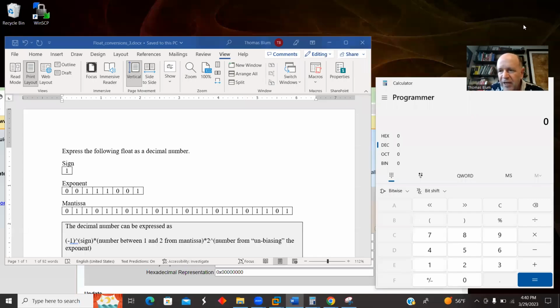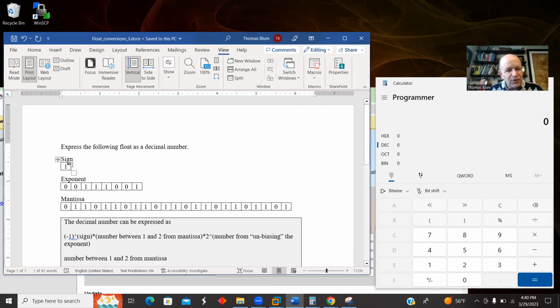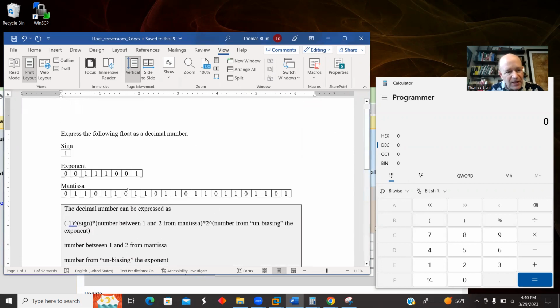In this video, I'm going to look at converting a floating point number to a decimal number. So here is my example that I'm going to work with. First of all, the sign bit is a 1, so it's going to be a negative number. Sometimes people will say -1 raised to the sign, so -1 raised to the 1 is -1, or you can just flat out say, I know it's going to be a negative number. Okay.